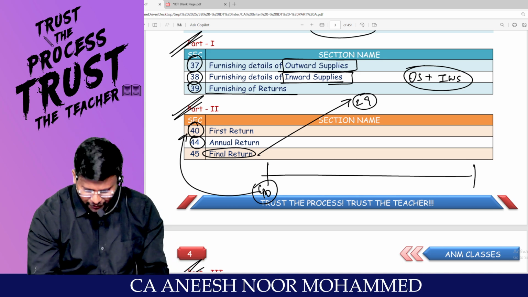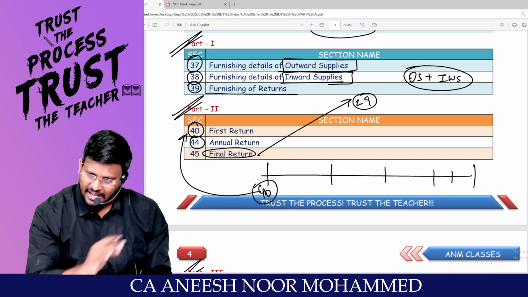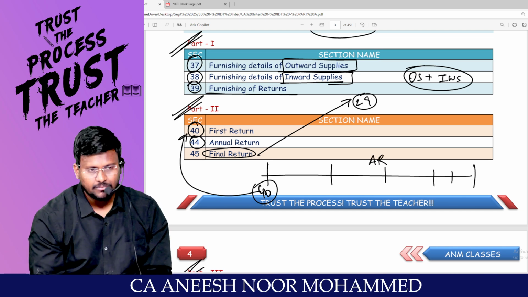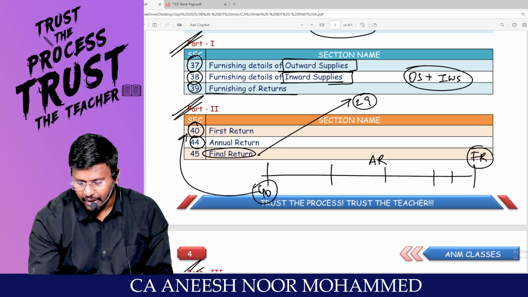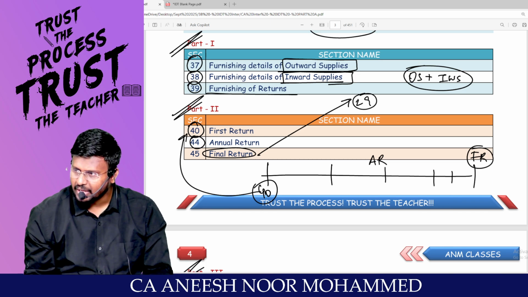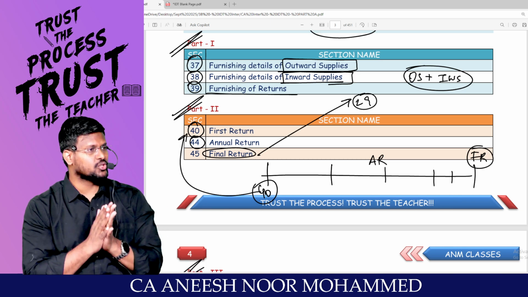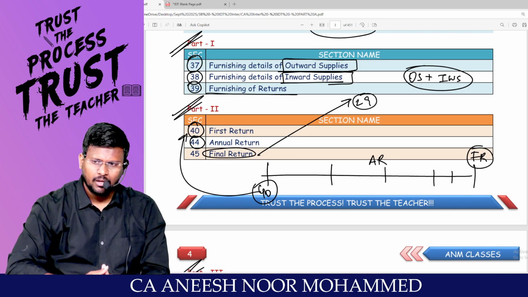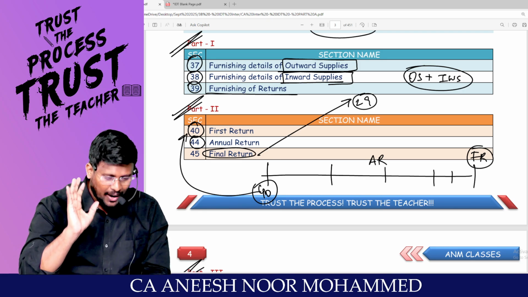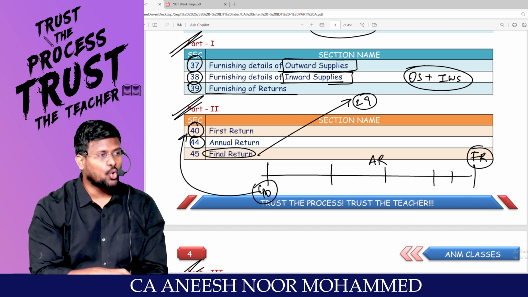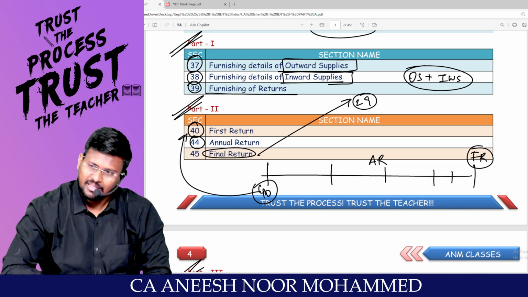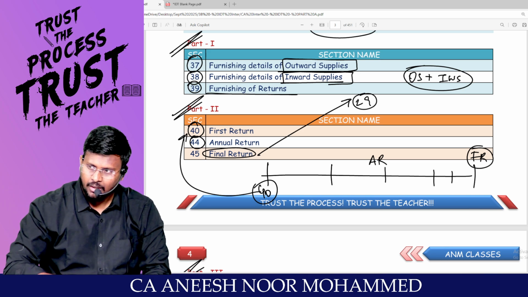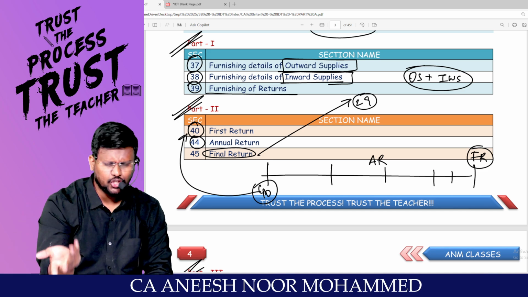Once every year, I have to file the annual return. Once I cancel the registration, I have to file the final return. Comfortable? Are you really with me? So, my dear lovable students, what is section 37? Outward supply. So, all our outward supply has to be furnished as per section 37. What is 38? Inward supply. What is 39? Furnishing of return.